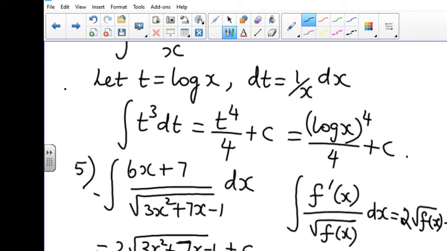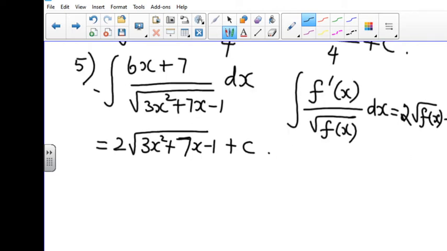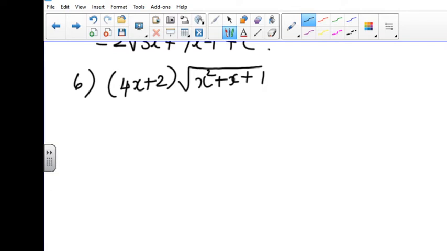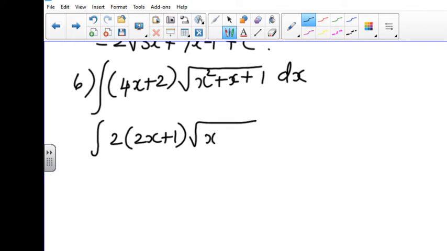Okay, now let us go with problem number 6. Integral of (4x plus 2) into root of (x square plus x plus 1). Now taking the integral, we are having 2 as common, so take 2 outside. It will become 2 times the integral of (2x plus 1) into root of (x square plus x plus 1) dx.